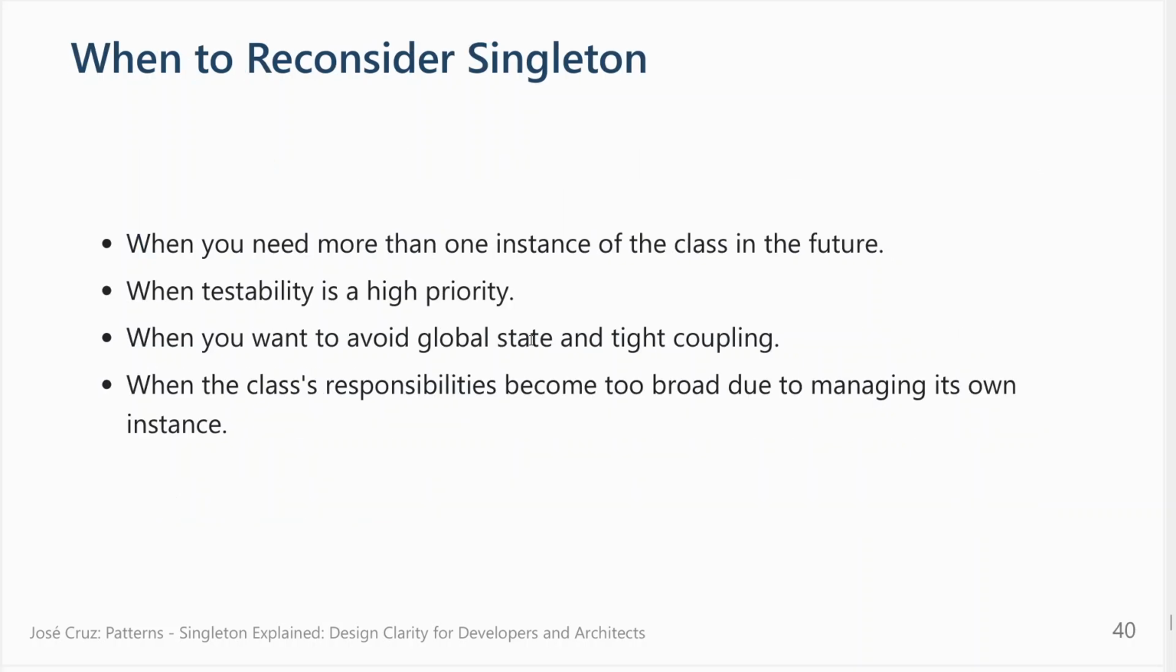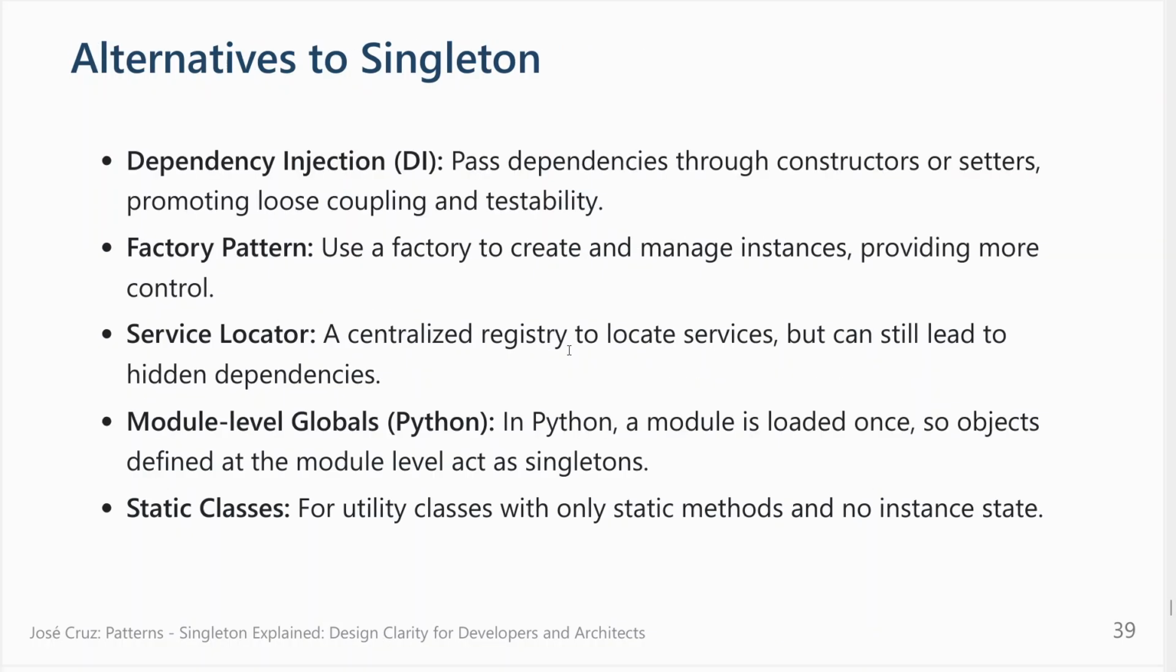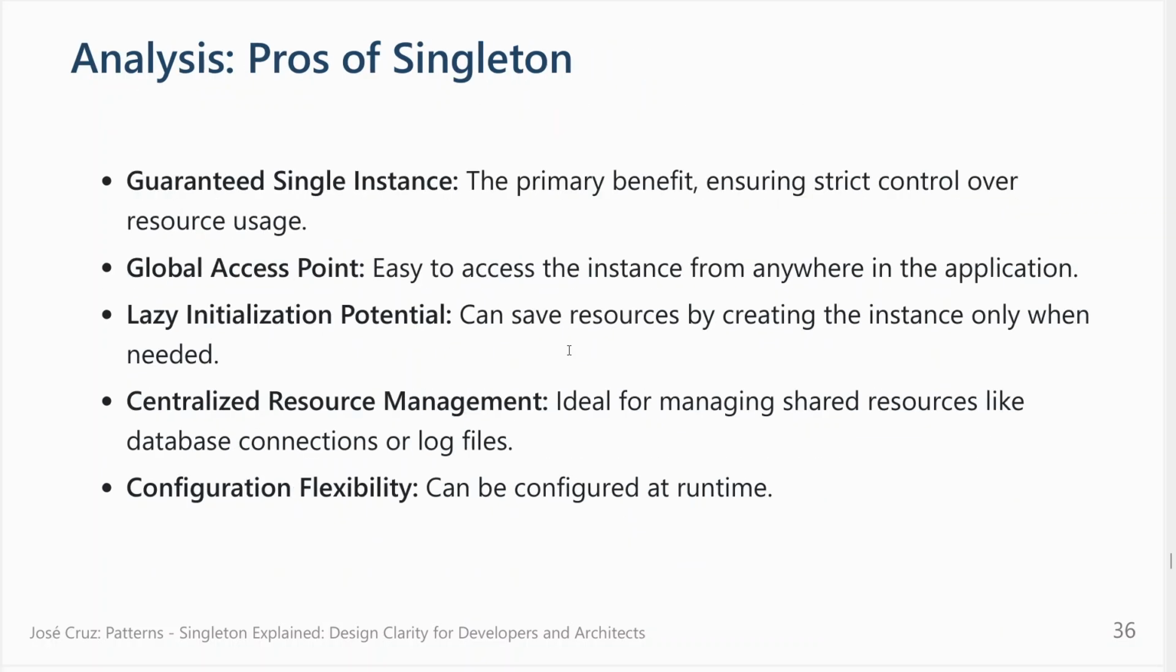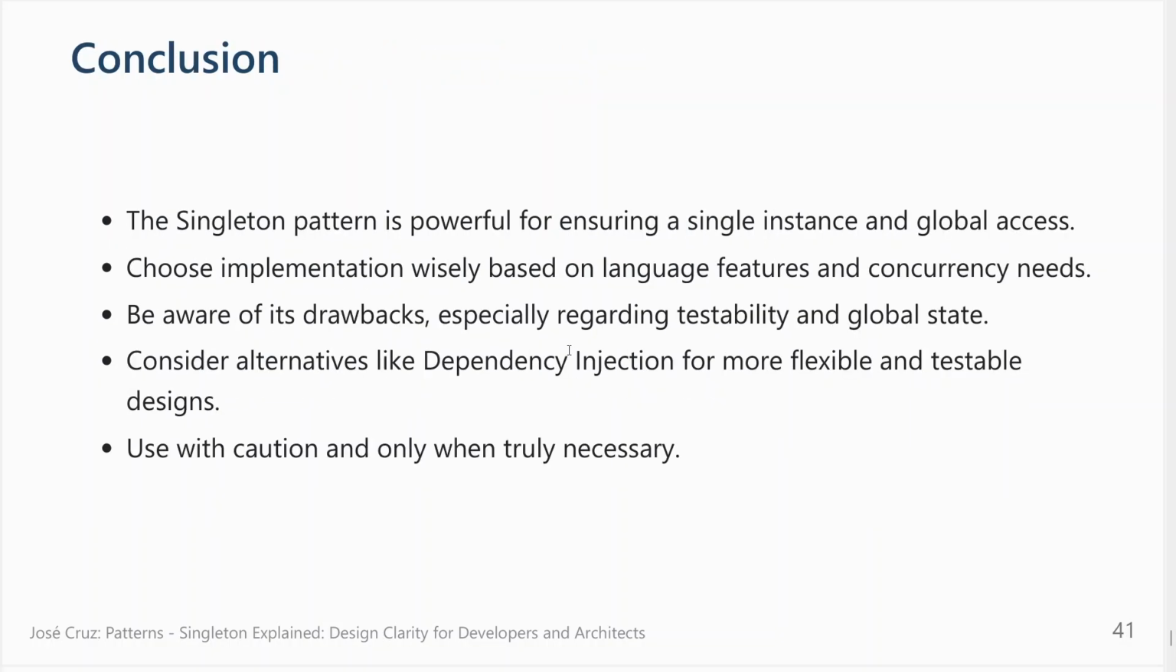So when to reconsider singleton? When you need more than one instance, of course. When testability is really, really important. When you want to avoid global state and tight coupling. When the class responsibility becomes too broad due to managing its own instance. If you are within one of these four, think differently, try to use one of these approaches, or revisit the cons and pros that we saw earlier.